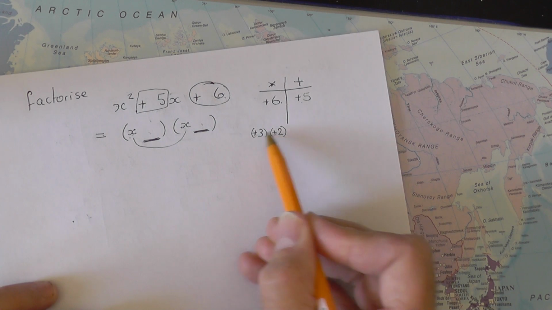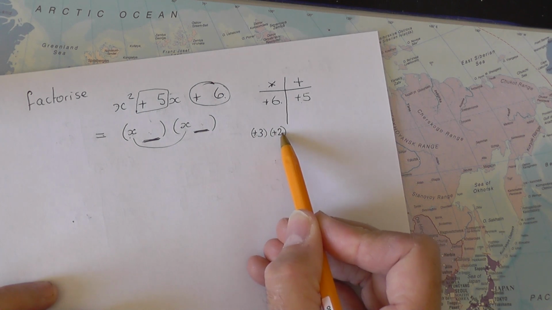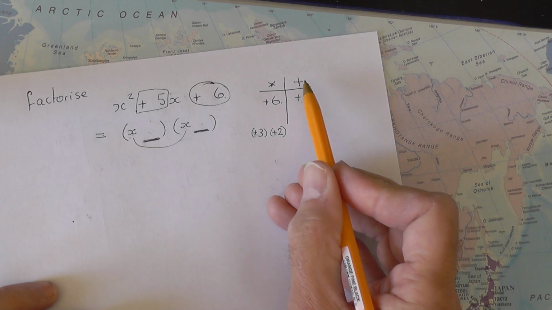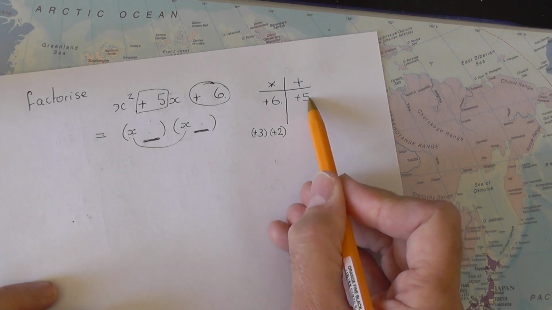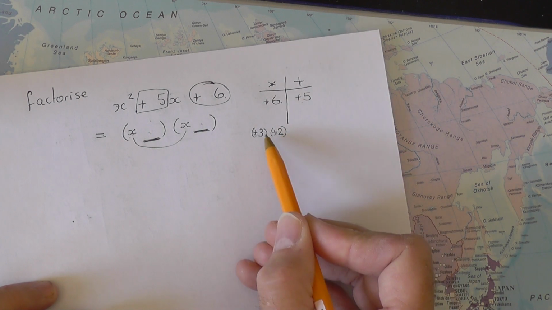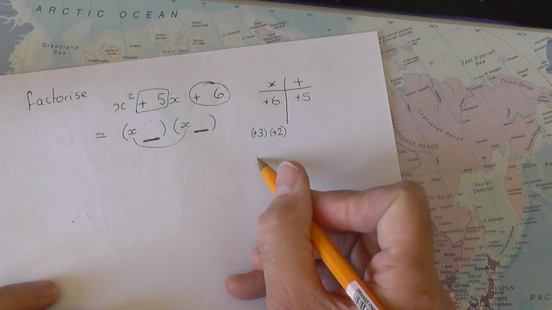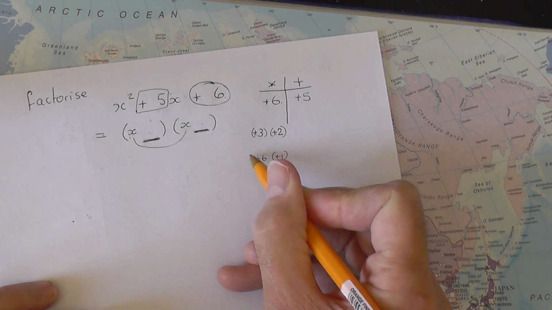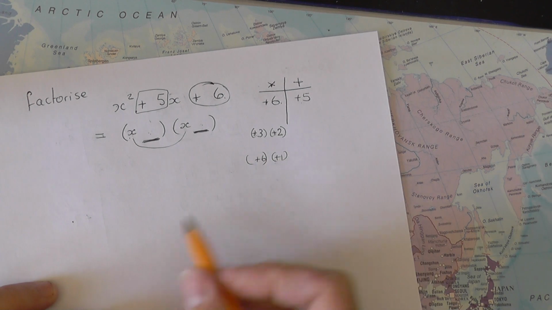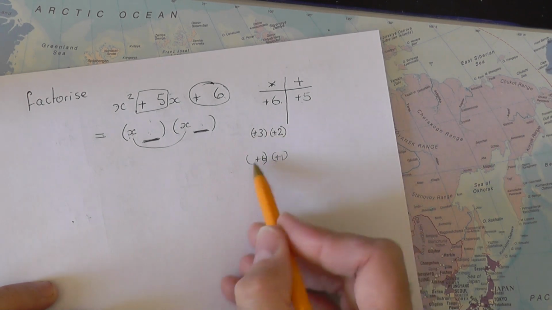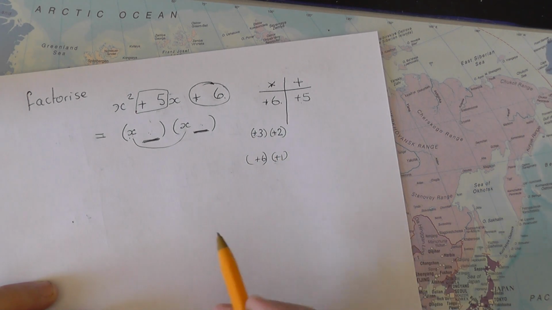Positive army 3 meets positive army 2. They're the same type of army. They join forces to give a big positive army of 5. Some of you might be saying, well, hang on, wouldn't plus 6 and plus 1 work? Okay, so I'll just jot that down there. There's no harm in having various attempts if you're not sure about what the answer should be.